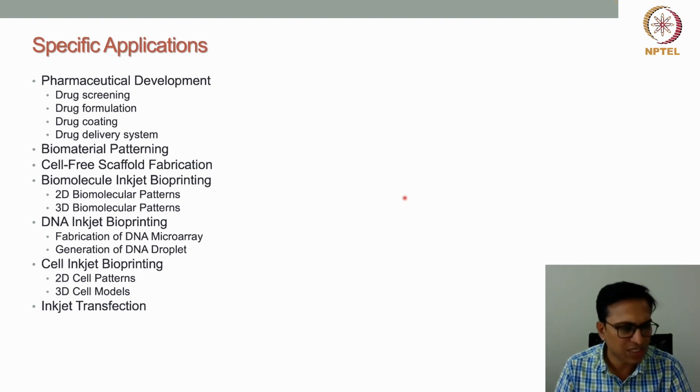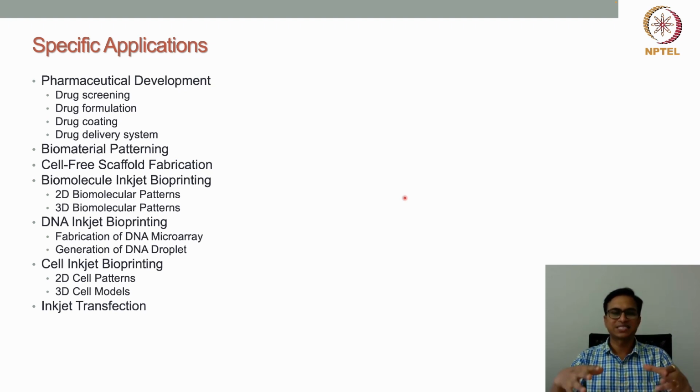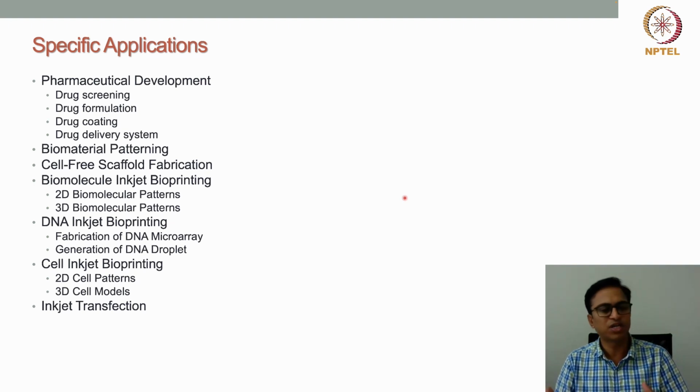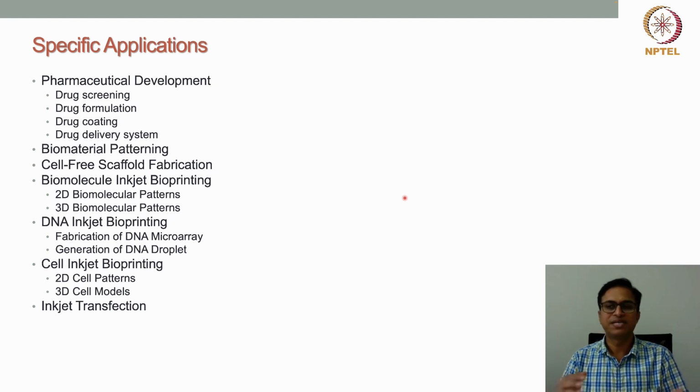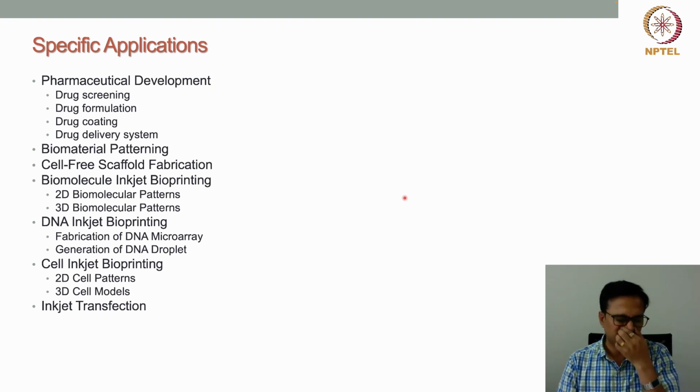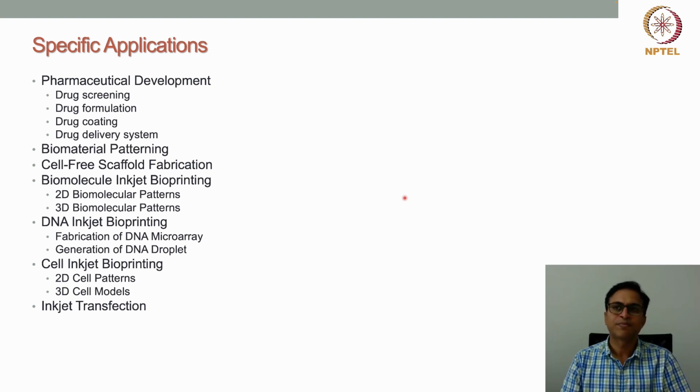So either we can create 2D cell patterns where the cells can be patterned in 2D, and then we can do various fundamental studies. Some applied things can also be done on that. Similarly, 3D cell models are also possible, like by printing one layer at a time, we can create 3D structures with the cells. Those kinds of things can be used very well. Similarly, for transfection of cells or with small molecules, inkjet printing technology is very well used.